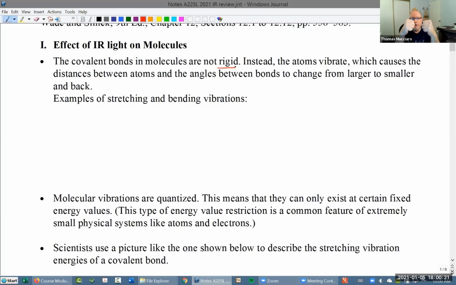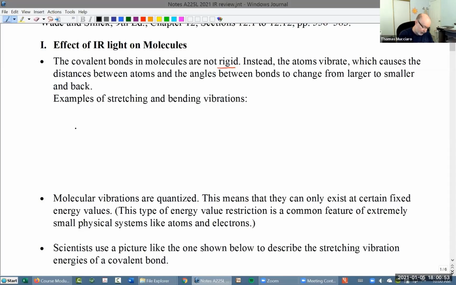This particular one, where the distance between the atoms gets bigger and smaller, we call a stretching vibration. There's also a vibration where, if you have an atom, there's an angle between those bonds. That angle gets bigger and smaller. Okay, that's called a bending vibration. And these are just natural things that occur.